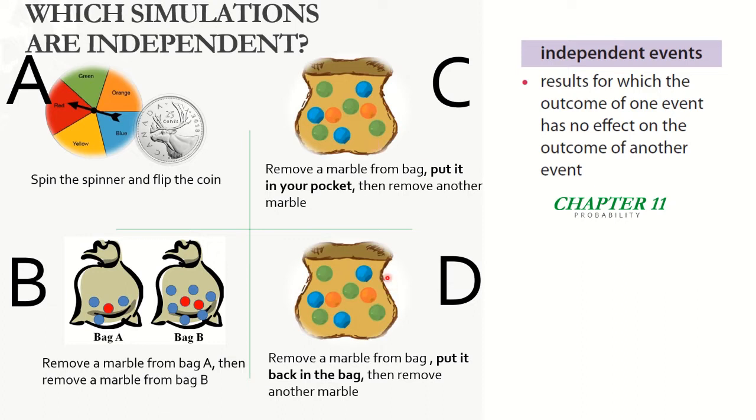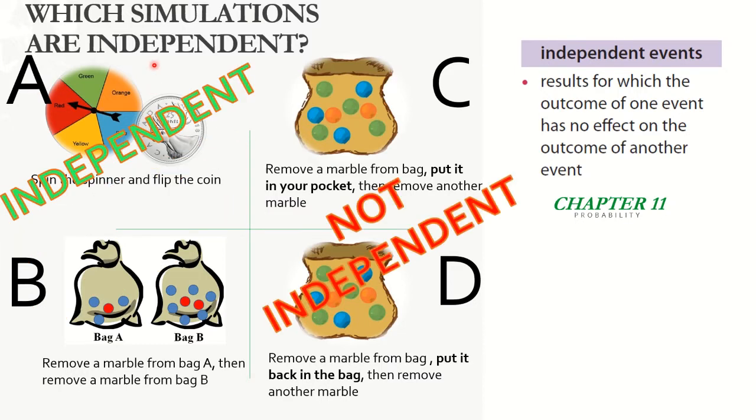And finally, the same bag of marbles for D. But this time, we'll remove a marble from the bag, we'll write down what color it was, we'll put it back in the bag, and then we'll remove another marble from the bag. Is that independent or not independent? Okay, time to check your answers. A was independent. The spinner has nothing to do with the quarter.